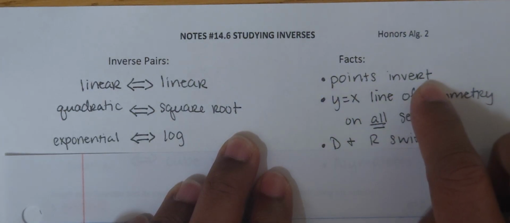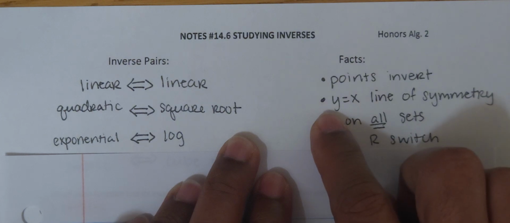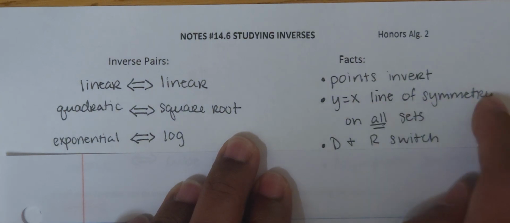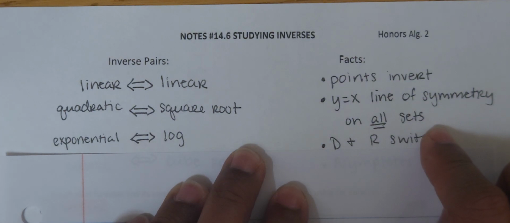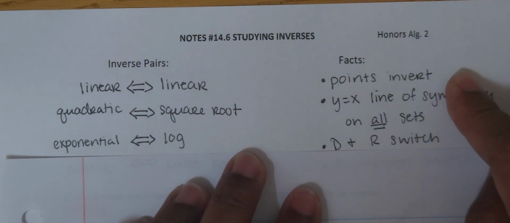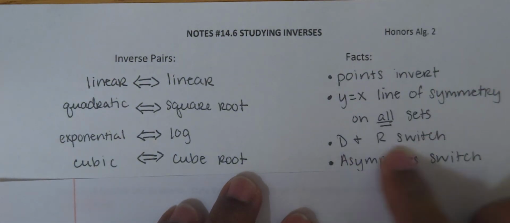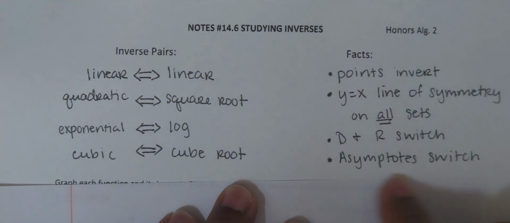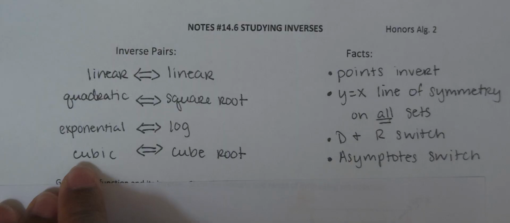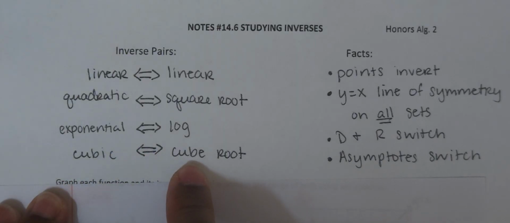One is that the points invert. The line of symmetry is the line y equals x on all sets of functions. That applies to all three of these so far. And then also domain and range switch, and asymptotes also switch. When it comes to a cubic, the inverse of a cubic is a cube root.